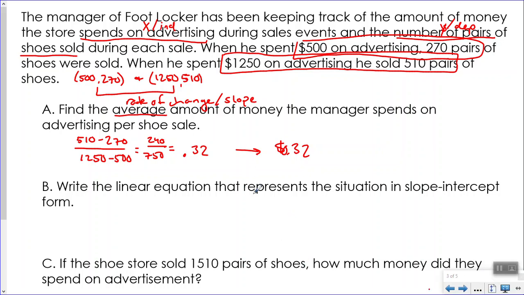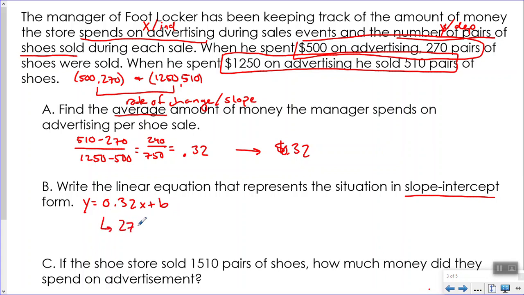So now we want to go ahead and write the linear equation in slope-intercept form. So this is where we want to be careful to make sure that we know what form we're being asked to write in, because we want to make sure we do it correctly. So we have two ordered pairs, we have our slope, so we know that y is going to be equal to 0.32x plus some y-intercept, and I can use any of my 2 points to solve this out.